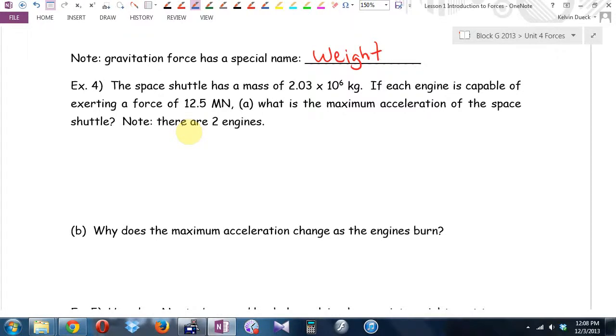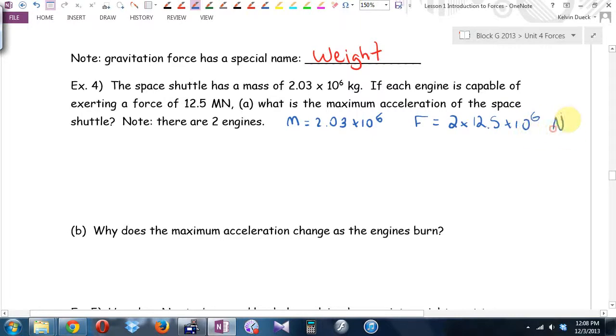Okay. What's A asking me to find? Acceleration. What have they given me? Looks like they've given me a mass. And it looks like they've given me a force. Now, there's 2 engines, so I'm going to multiply by 2. How big is the force? 12.5 what? Mega means replace it with a 10 to the 6th, a million. It's going to be 12.5 times 10 to the 6th newtons. That's 12.5 meganewtons, but 2 engines.